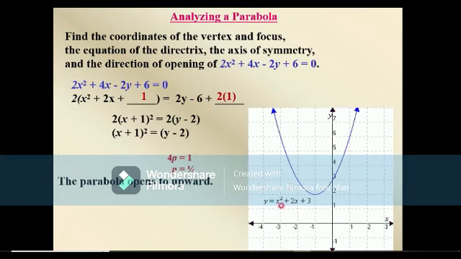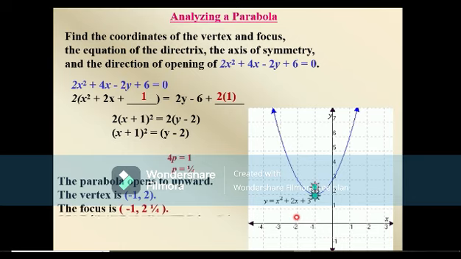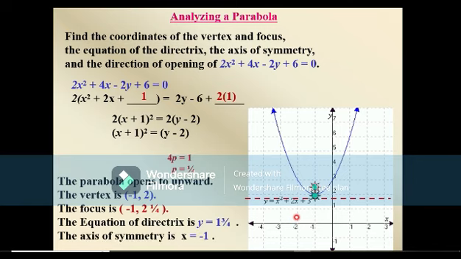Okay. So the graph of y is equal to x squared plus 2x plus 3. The vertex is (-1, 2). The focus is (-1, 2 and 1/4). The equation of the directrix is y is equal to 1 3/4. Then the axis of symmetry is x equals negative 1.